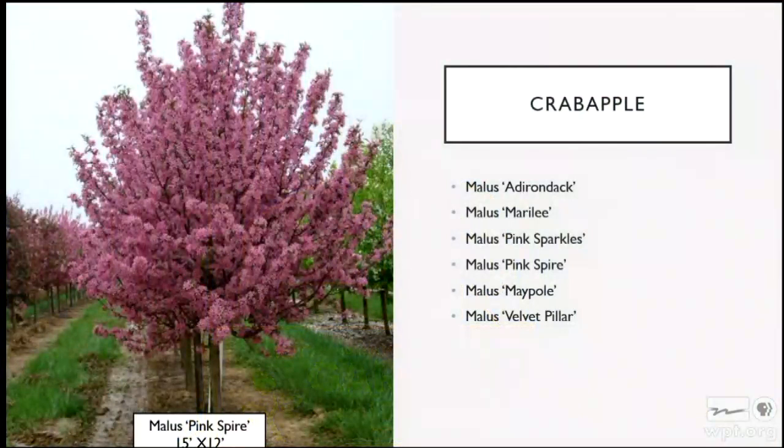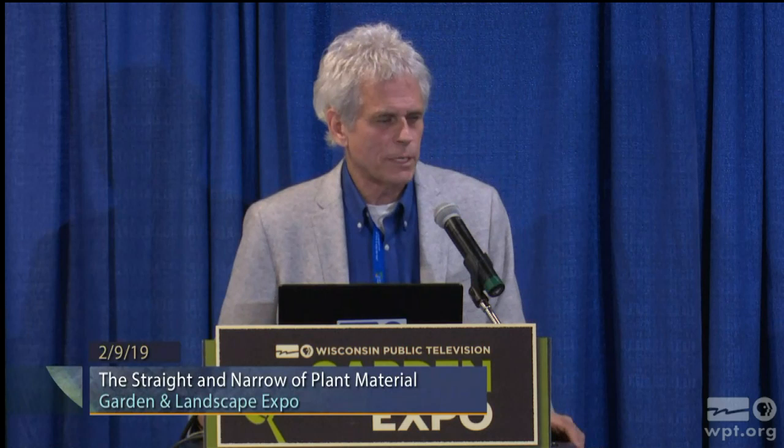So we get into crab apples. When I was young, we used to put in crab apples. There was a crab apple called Hopa. It was a yellow crab apple that the apple was big as an apple. I mean, large, large apple. And back in the 50s, that's what people wanted because they wanted something that was showy and that stayed on the plant. Well, after a while, people kind of got lazy and hated cleaning all that up.